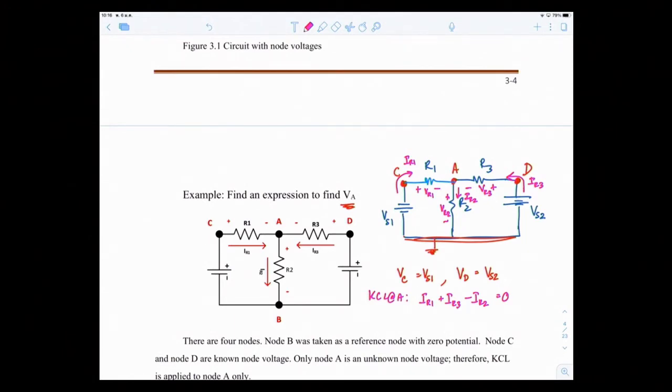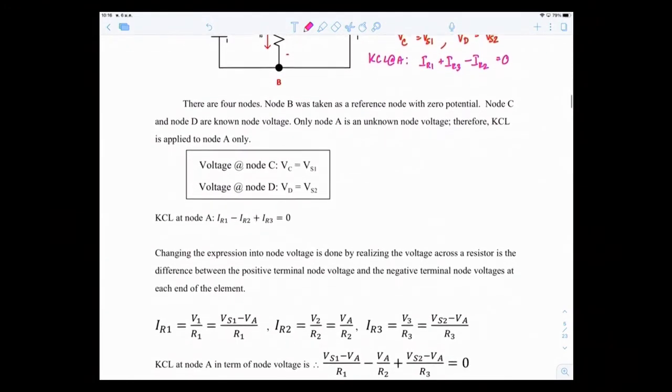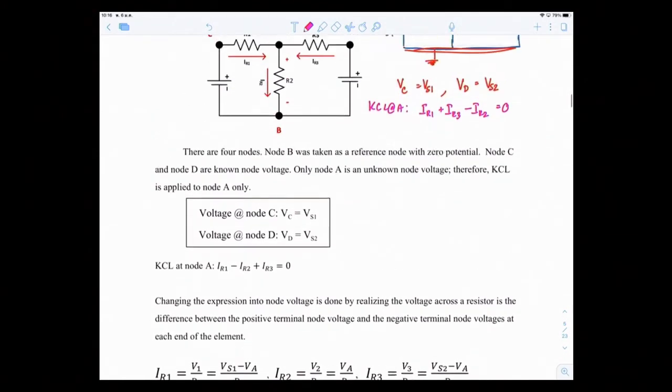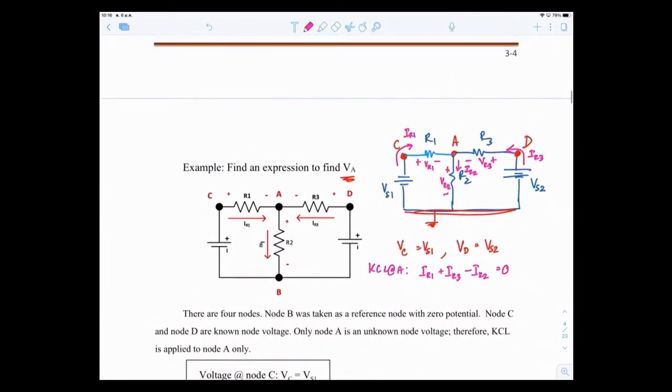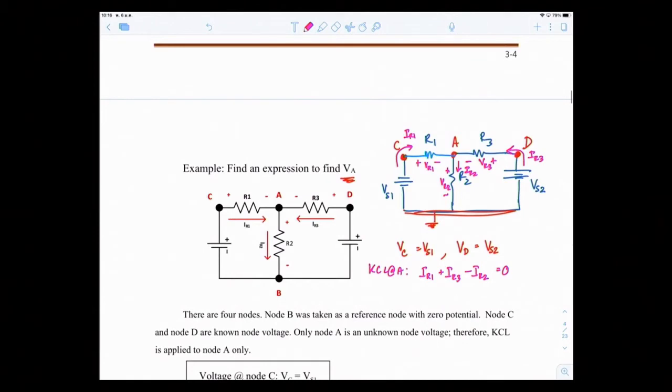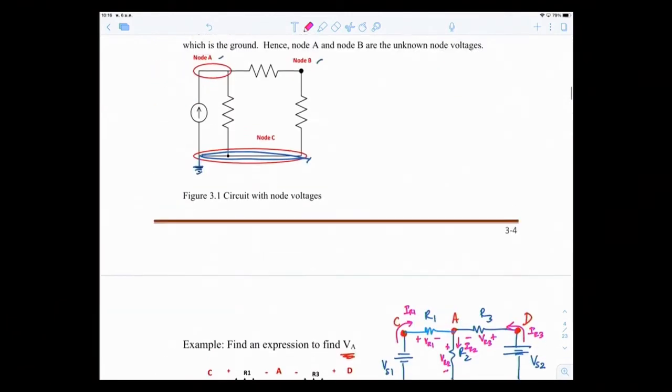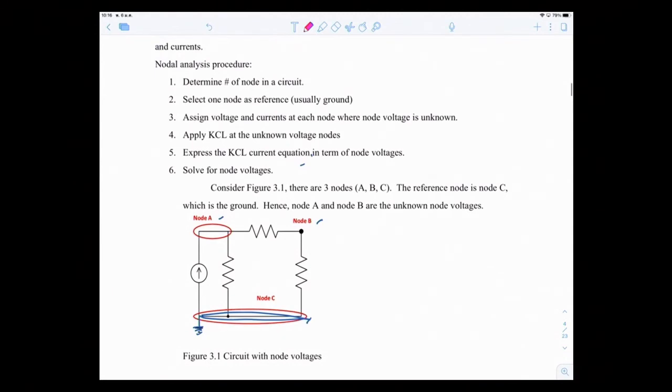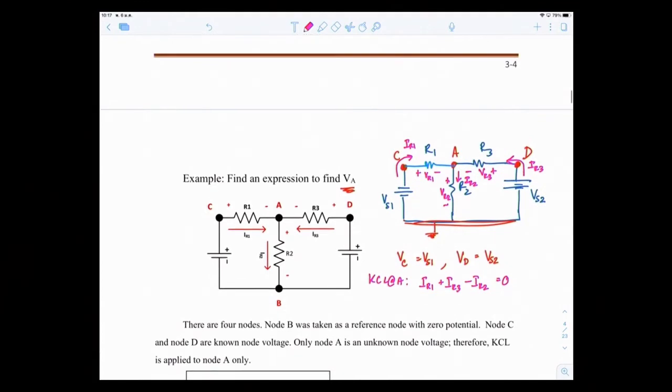But the question asks for node voltages, and the equation you have now is in current form. So you have to transform the currents IR1, IR3, IR2 in terms of node voltages. Step 5: express the KCL current equations in terms of node voltages. So let's have a look.